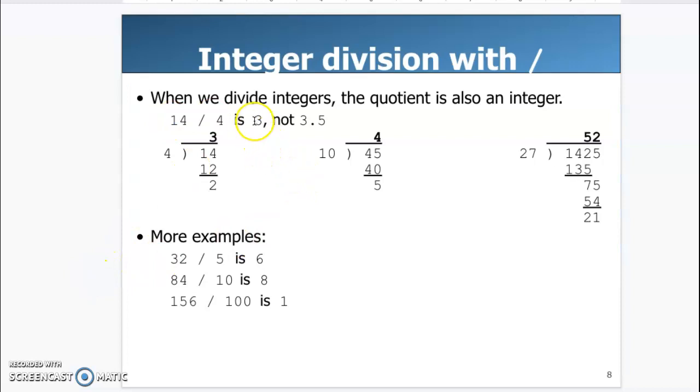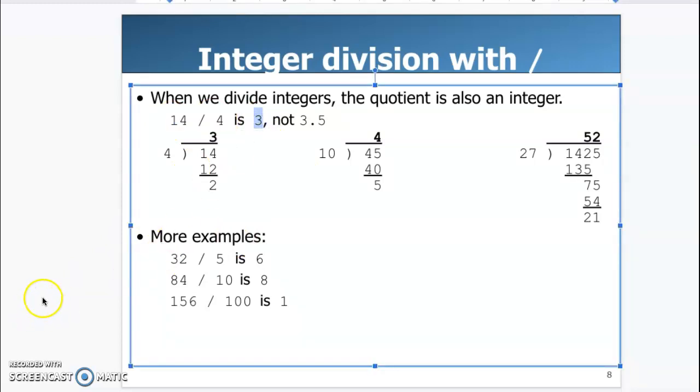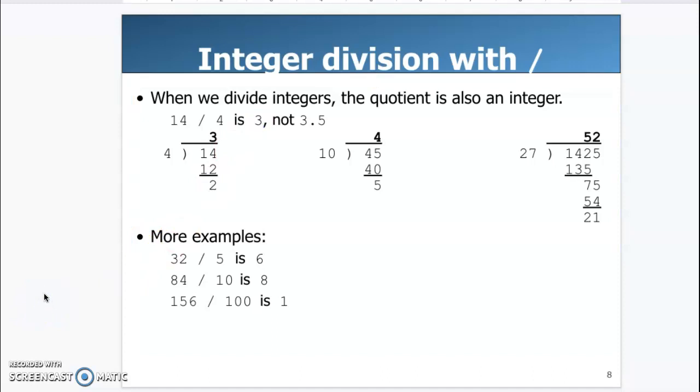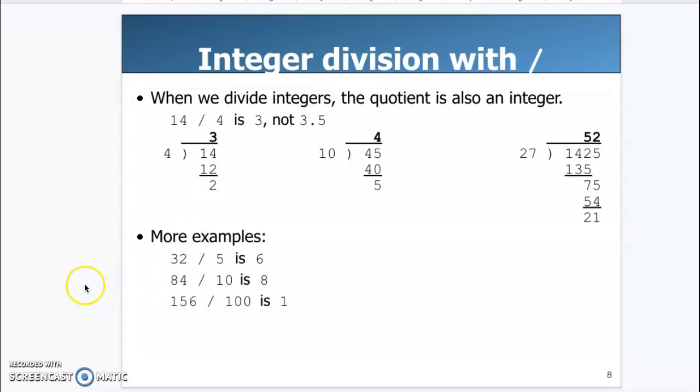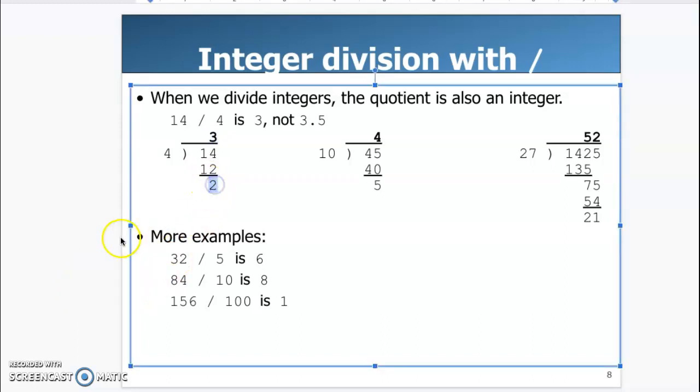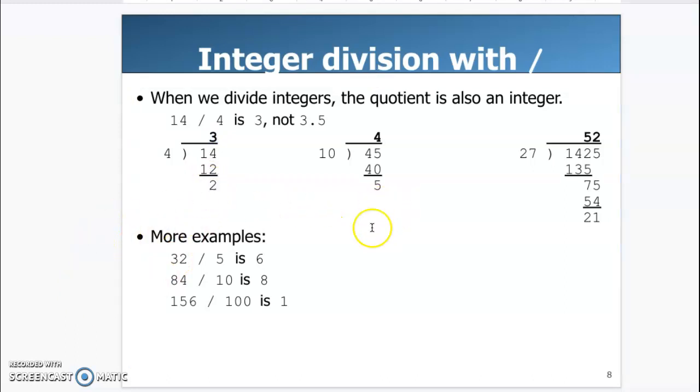So the result from that division is 3. It's not 3.5 and it's not 4. We don't round up. We do the division till we hit that decimal spot and then we stop. So this is the result from the division. If I asked 14 mod 4, then you would give me the 2 down here. So there's some more examples here of division where I just want to know how many times does 5 go into 32? It goes in 6 times and the remainder would be 2. The 6 times is the result of the division, integer division.